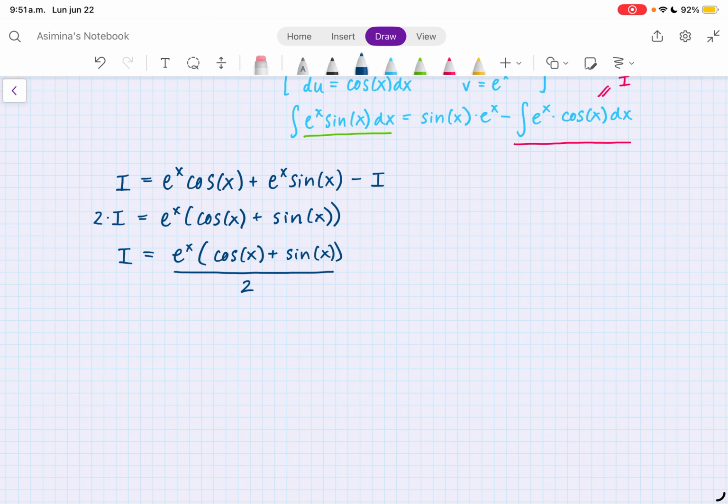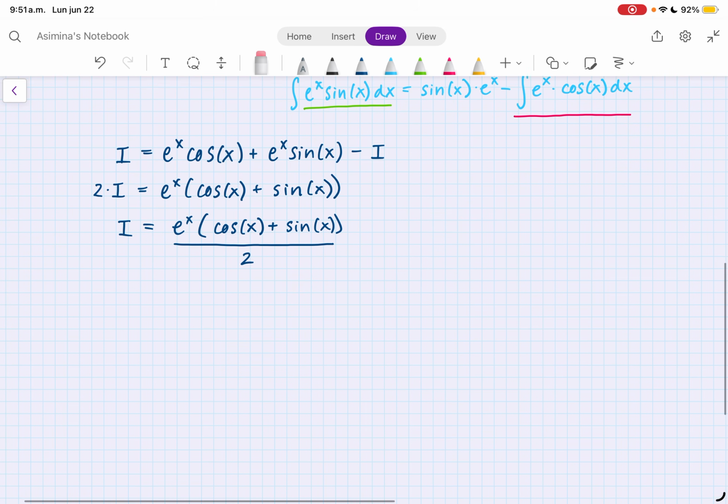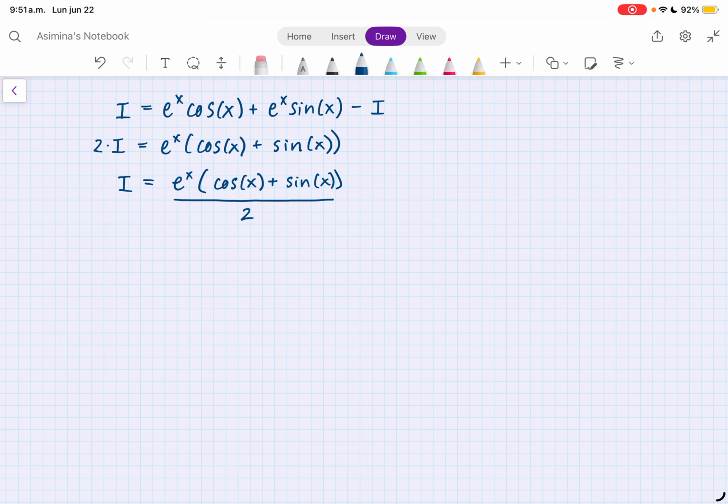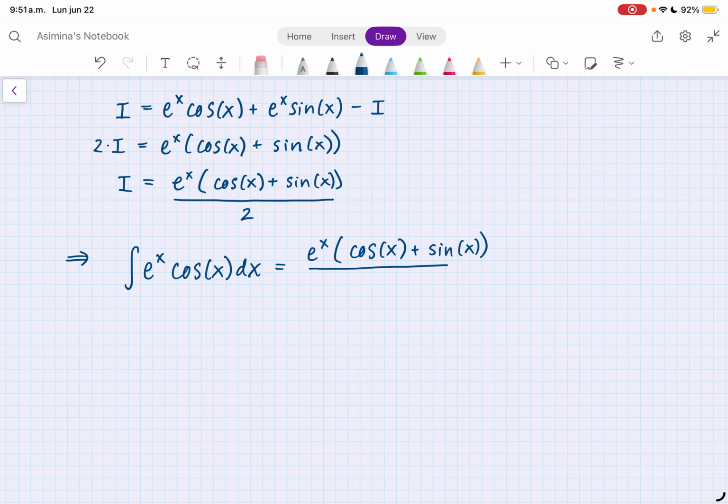Now again, what was I? We can just do that substitution. We have that right here. I is the original integral that I wanted to solve. So this tells me that the integral of e to the x times cosine of x dx equals e to the x times cosine of x plus sine of x all over 2. And so this here is our final answer.